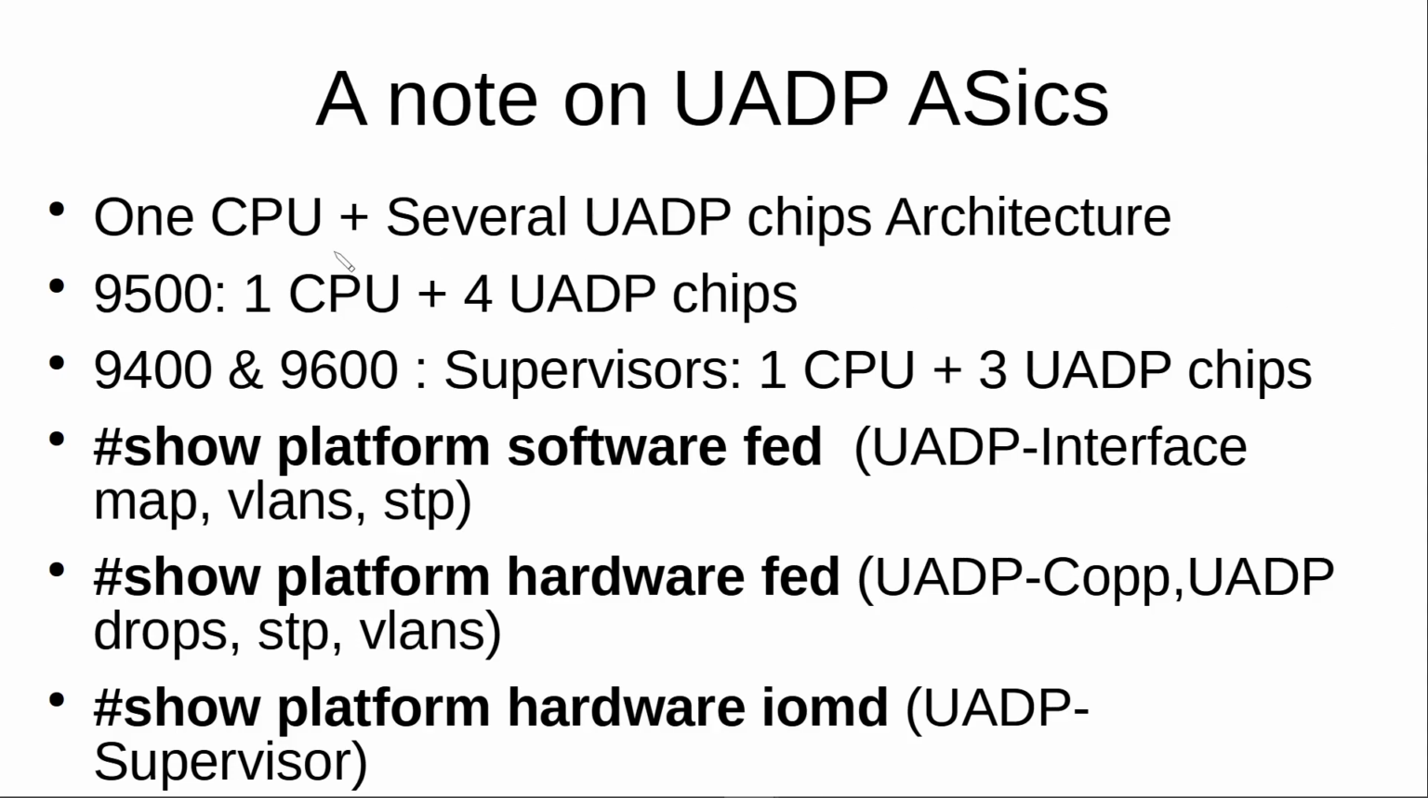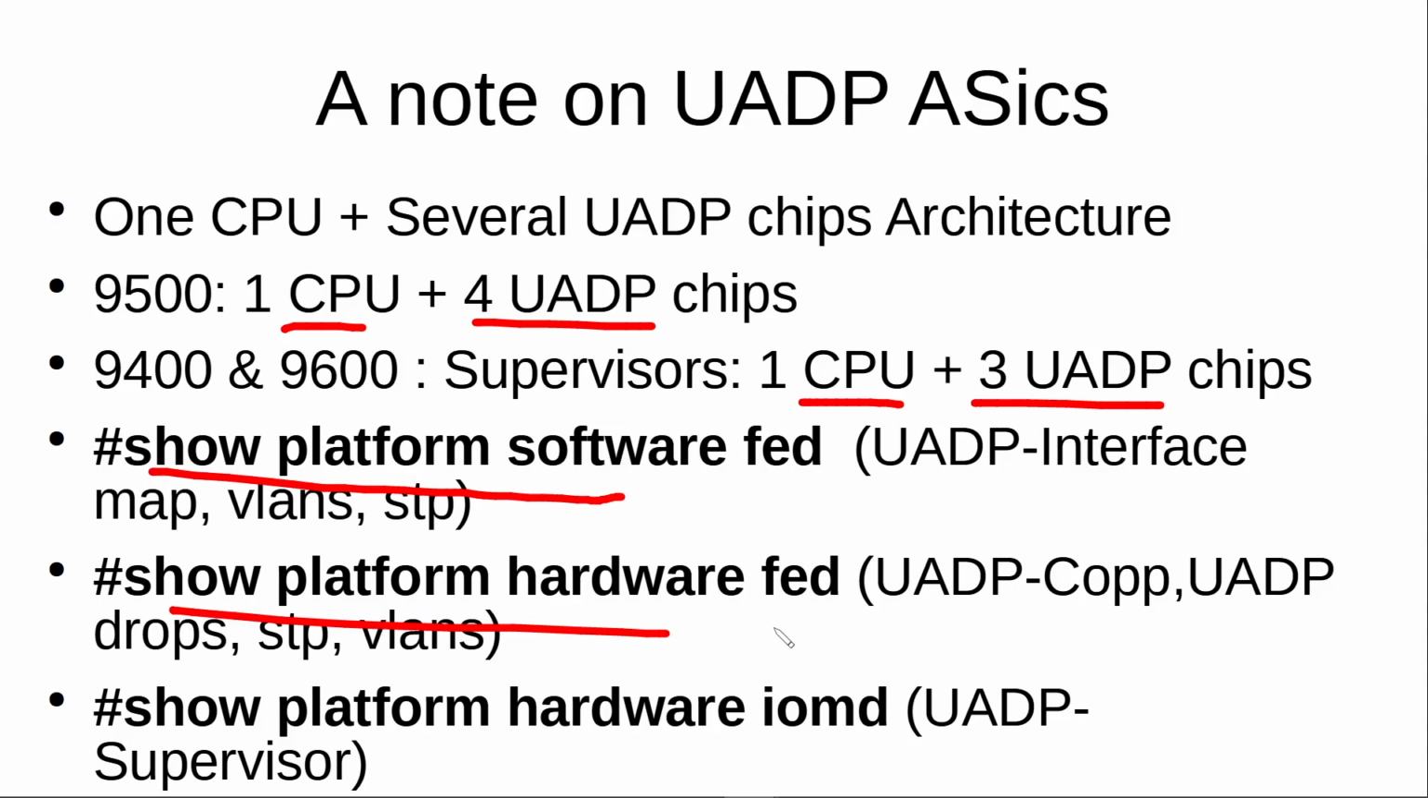And depending on the platform, you will get one CPU and several of these chips. And in order to see how these chips are interacting with your operating system, use the command show platform software or show platform hardware. That's it.